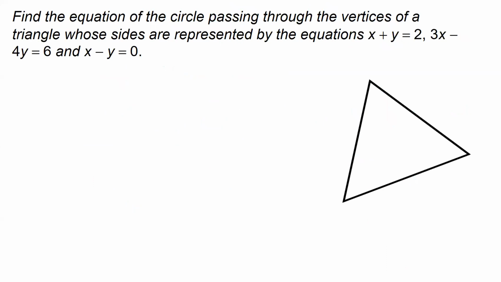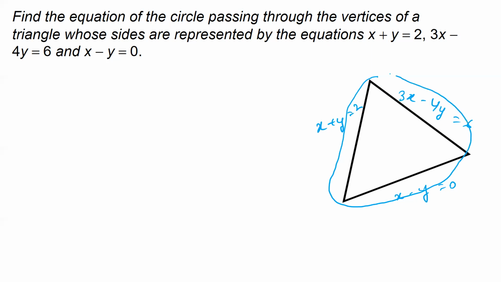Let's quickly take up one more question. Find the equation of the circle passing through the vertices of a triangle whose sides are represented by the equations given. So what the question says is that they have given us a triangle, and suppose that these are the sides of the triangle: x plus y is equal to 2, 3x minus 4y is equal to 6, and x minus y is equal to 0.